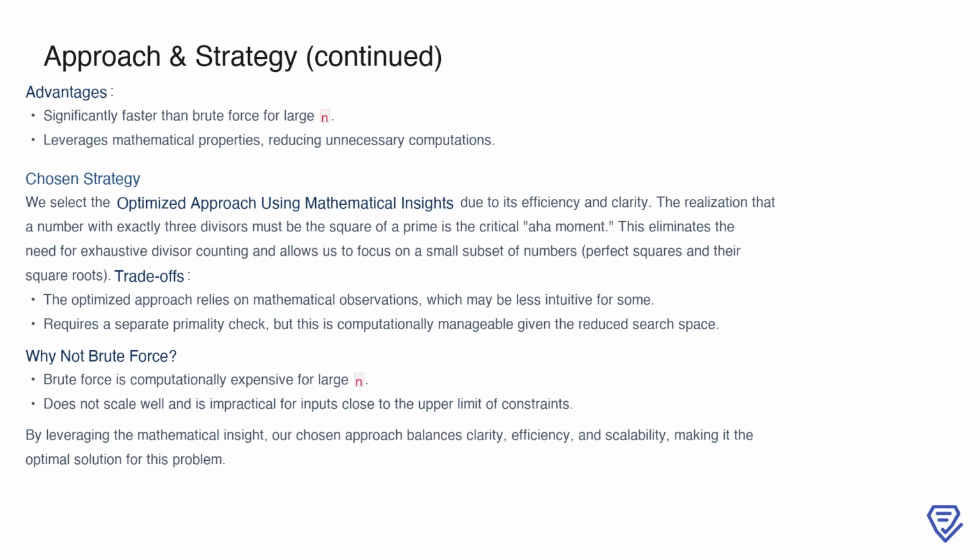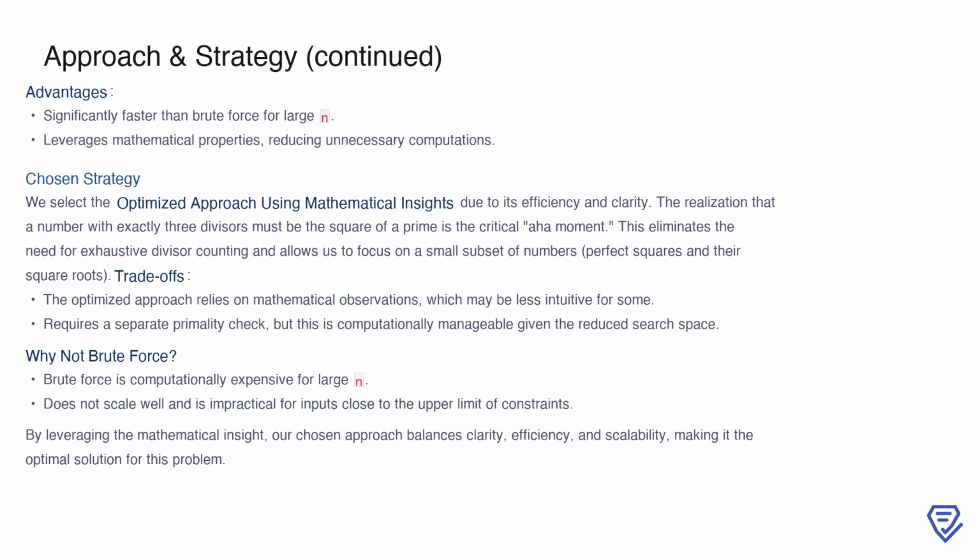First, it is significantly faster, especially for large values of n, because it avoids exhaustive divisor counting and focuses only on perfect squares and their square roots. By leveraging mathematical properties, we eliminate unnecessary computations, making the solution both elegant and efficient. This optimization is why we choose the mathematical approach as our strategy.